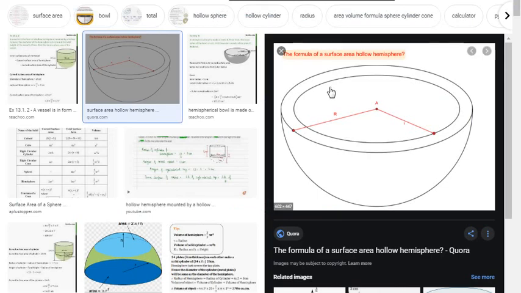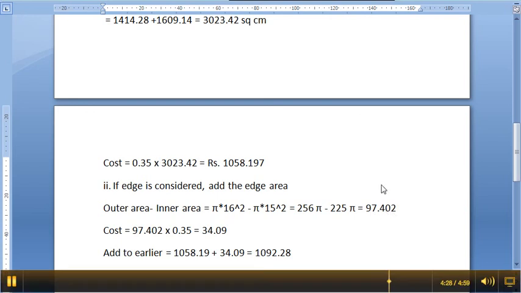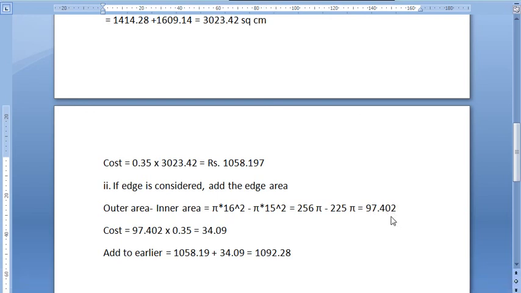Now case number 2, if you add the thickness. Definitely, just add the thickness. Now how do I add the thickness? Outer area minus inner area. Pi r square minus pi r square, 256 pi minus 225 pi. 31 into 3.142 is 97.402. That is the area. Again the cost, 35 paise into 97.40, that is 34.09. Just add this 34.09 to the earlier one, 1058, and you get 1092.28. That is the cost if thickness is included, and the earlier one is the cost if thickness is not included.